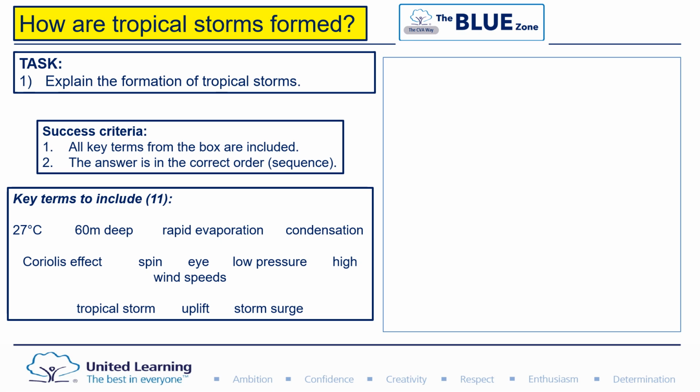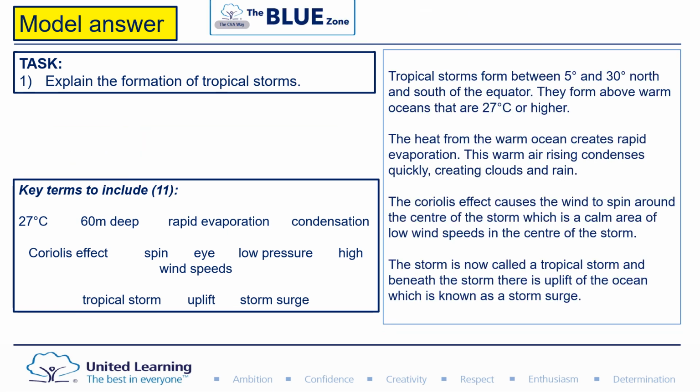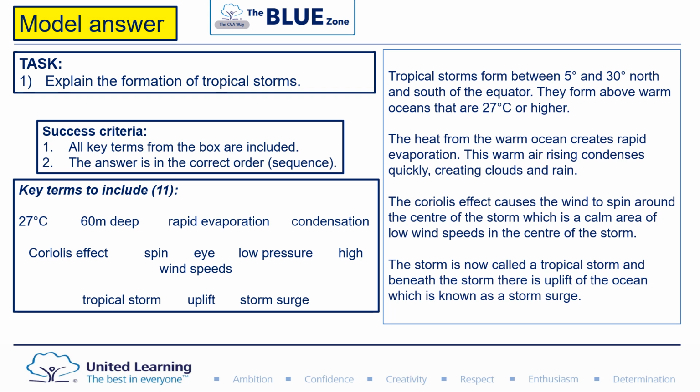Well, what an answer could look like, and there might be some good and bad aspects to it. So, tropical storms form between 5 and 30 degrees north and south of the equator. They form above warm oceans that are 27 degrees. Brilliant. Most importantly, a key term I could say is rapid evaporation. The heat from the warm ocean creates rapid evaporation. This warm air rising condenses quickly and creates rain clouds.